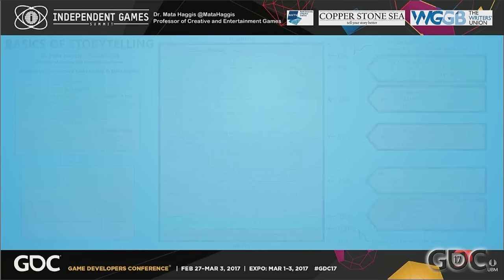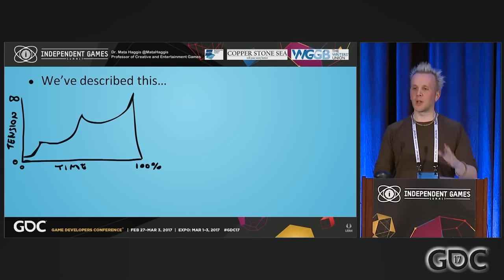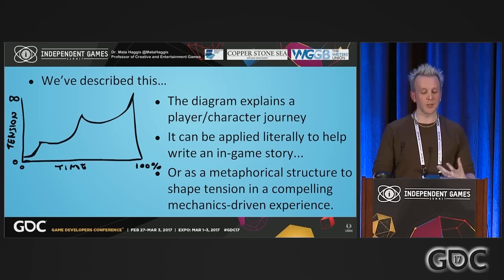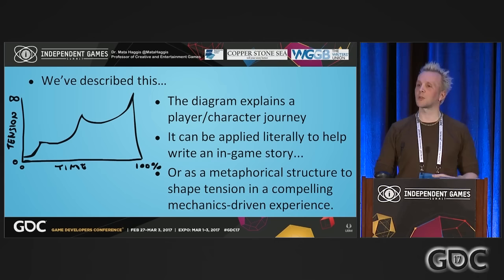So we've described this so far, this nice smooth curve in here. The diagram explains the player character journey pretty nicely there. It could be applied literally to help write an in-game story, or as a metaphorical structure to shape tension in a compelling mechanics-driven experience. Whichever way you want to do it, this kind of structure works on an emotional way.